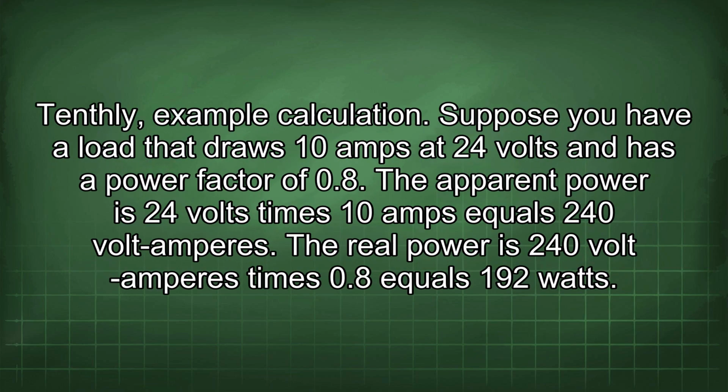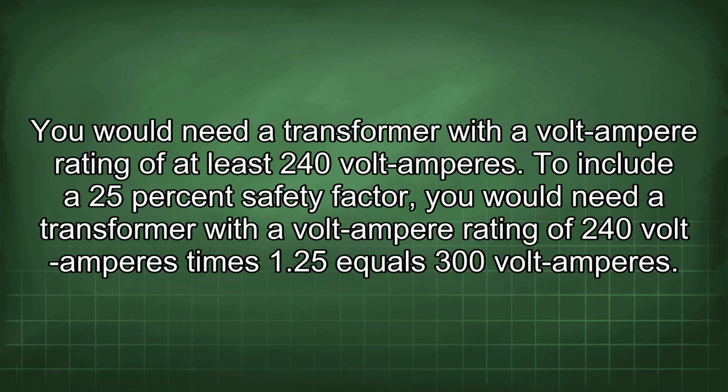Tenthly, example calculation. Suppose you have a load that draws 10 amps at 24 volts and has a power factor of 0.8. The apparent power is 24 volts times 10 amps equals 240 volt-amperes. The real power is 240 volt-amperes times 0.8 equals 192 watts. You would need a transformer with a volt-ampere rating of at least 240 volt-amperes. To include a 25% safety factor, you would need a transformer with a volt-ampere rating of 240 volt-amperes times 1.25 equals 300 volt-amperes.